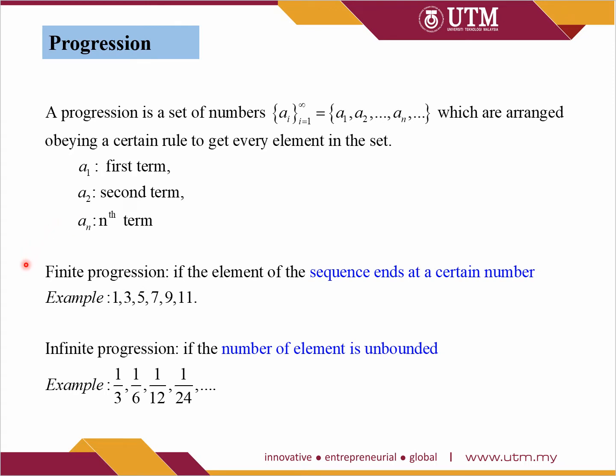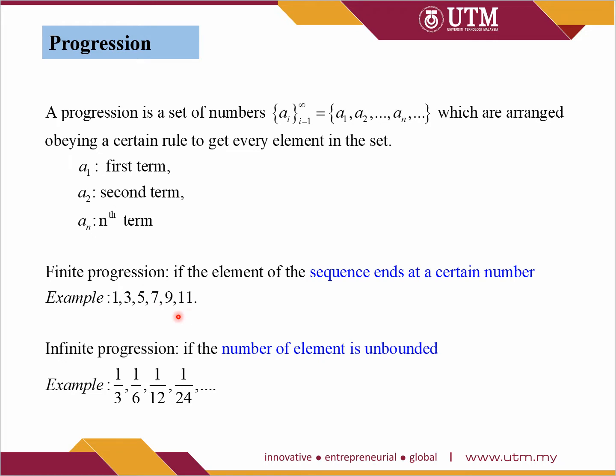So there are two types of progression. The first one is finite progression, given that the elements of the sequence end at a certain number. For example, here we have a progression of 1, 3, 5, 7, 9, and 11. So this is a finite progression because the sequence ends at 11.